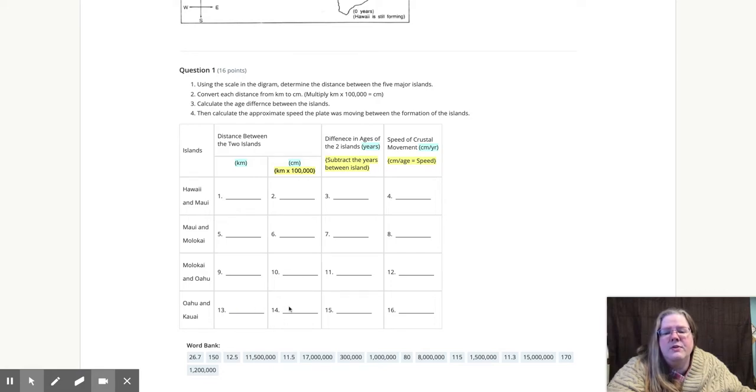And then you're going to convert kilometers to centimeters, which takes your kilometers and multiplies it by 100,000. In other words, you're moving your decimal place 5 places over. So just multiply, get a calculator, use your Chromebook, however you want to do that. Then you're going to take the difference between the two areas. So you're going to subtract between islands. So subtract the years between the islands.